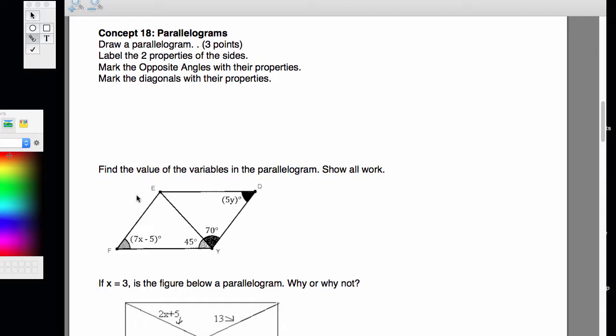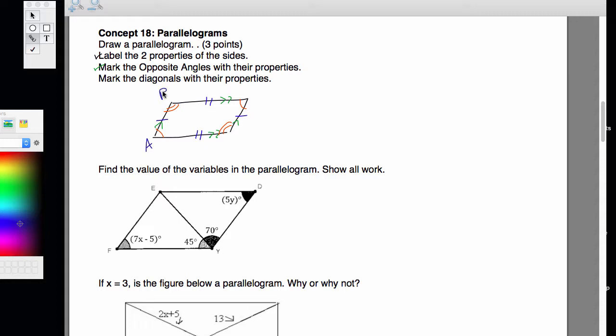Concept 18, parallelograms. It's asking me to draw a parallelogram, and most of the time we just settle for something like this. But it wants me to label the two properties of the sides. One of the properties is opposite sides are congruent. The other property is that opposite sides are parallel. That's why it's called a parallelogram, because these sides are parallel. Opposite angles: this one has to be congruent to this one, and this one has to be congruent to this one. Okay? So that's very important.